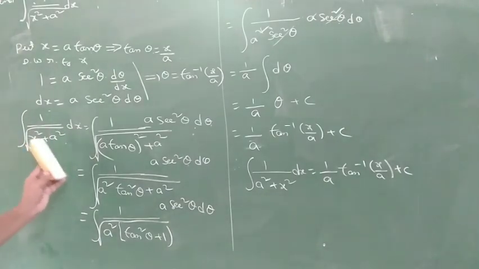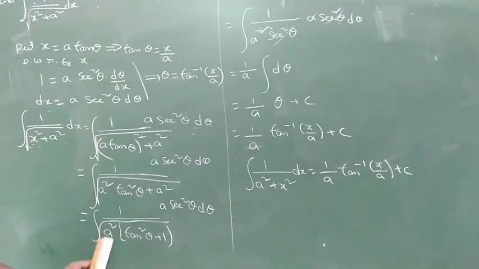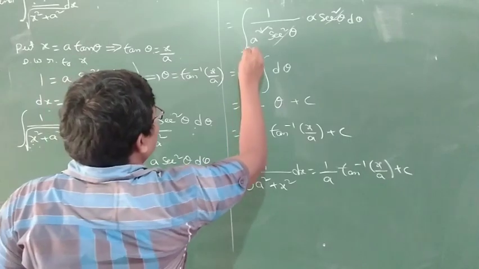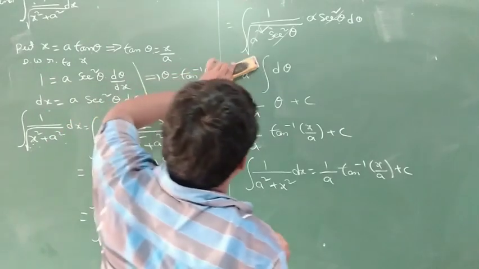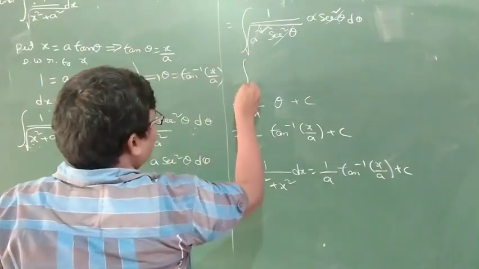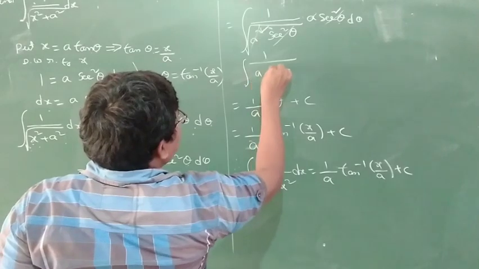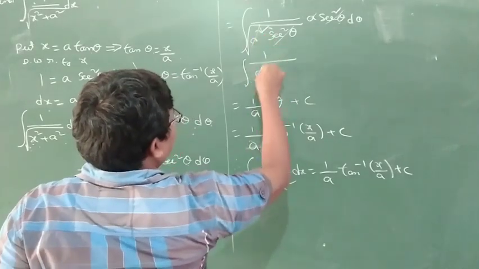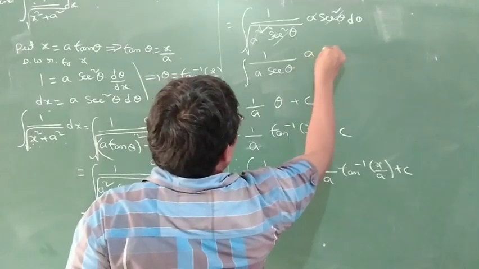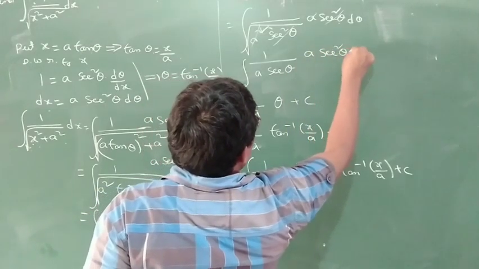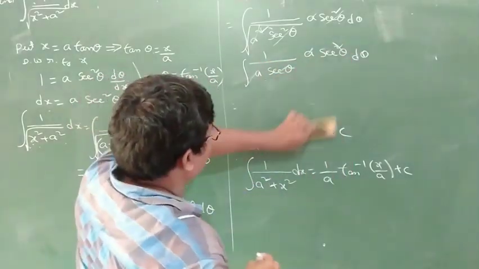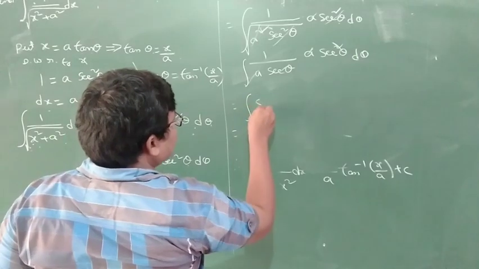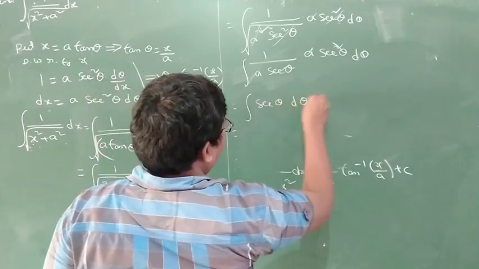Okay, root of x is equal to a tan theta whole square, a square tan square theta, a square common, tan square theta plus 1. So tan square theta plus 1 is equal to secant square theta. A square and secant, so the integral is 1 by a secant theta, root of a square, root of secant square theta, which is secant theta, into a secant square theta d theta. A cancels, one secant cancels. So the integral of secant theta d theta.